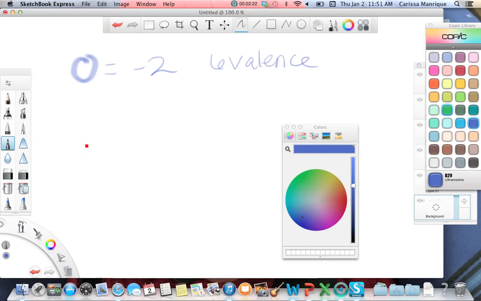Okay, what about lithium? Lithium has how many valence electrons? 1 valence, and tends to have what charge? +1, because remember, it's a group 1. Okay? What about boron? Boron has how many valence? It has 3 valence. And what charge would it have? +3.